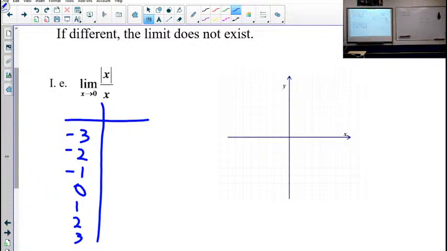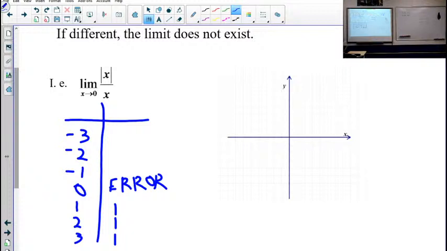Plug in 1. What are we going to get? It's going to be 1, because I have 1 over 1 is 1. Plug in 2, what do we get? 1. We have 2 over 2. Plug in 3, it's still going to be 1. Absolute value of 3 is 3 divided by 3 is 1. Plug in 80,000, what are we going to get? Still 1. Plug in a half, what are we going to get? A half over a half, still 1. Plug in 0, what do we get? Doesn't exist. Uh-oh. Error.